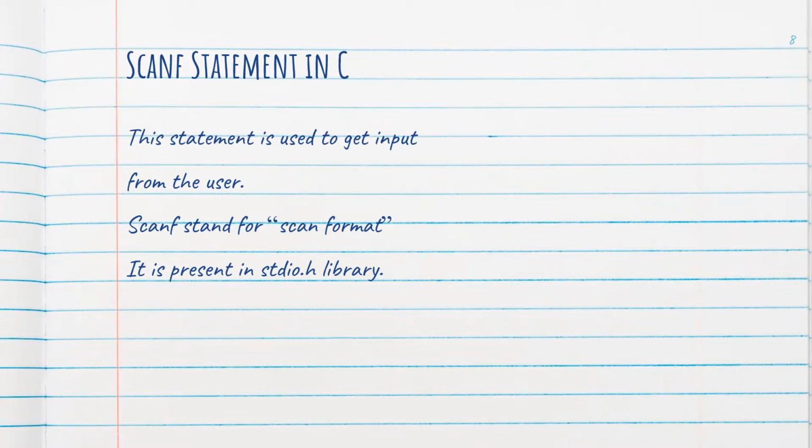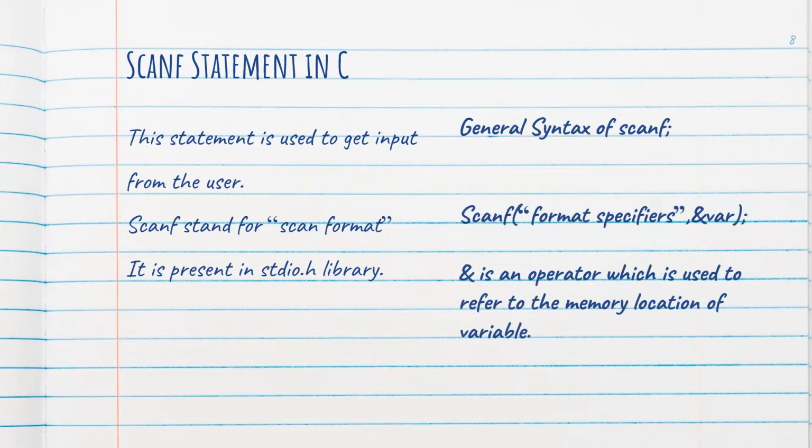That's why whenever we have to use the statement in a program, we have to include this library, stdio.h, which is the standard input output library, at the beginning of the program. The syntax of scanf is very simple. First, you have to write the keyword scanf. After that, you have to use the parentheses and inverted commas. In those inverted commas, you have to write the format specifier.